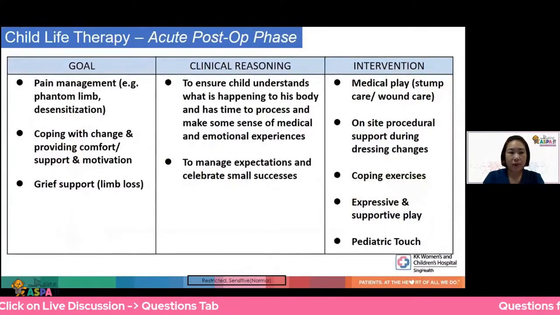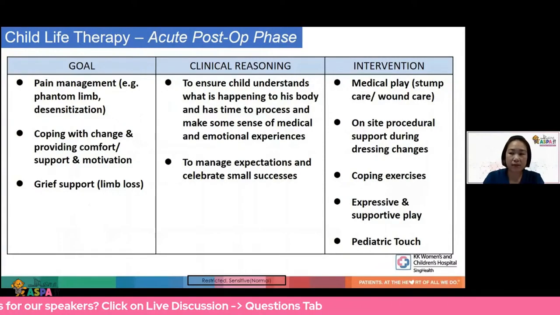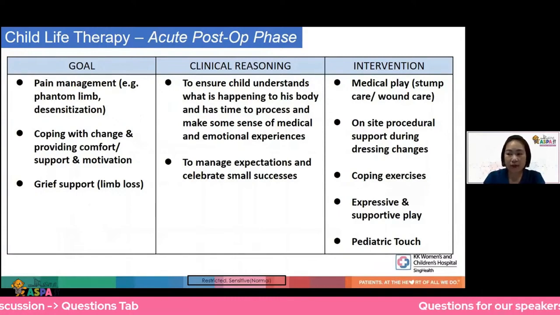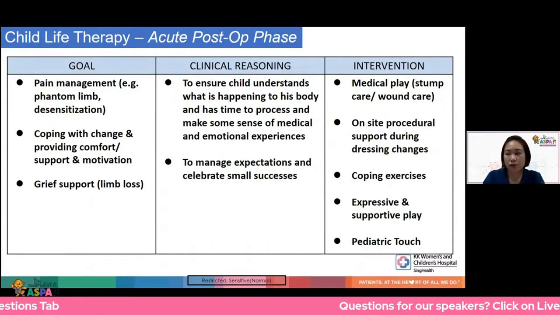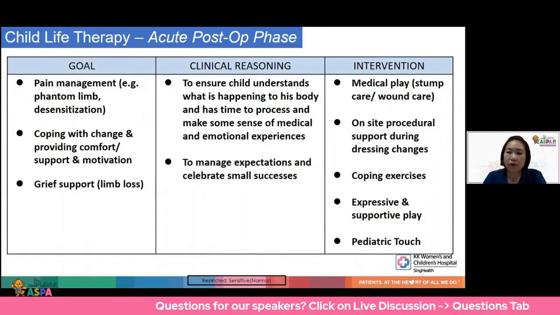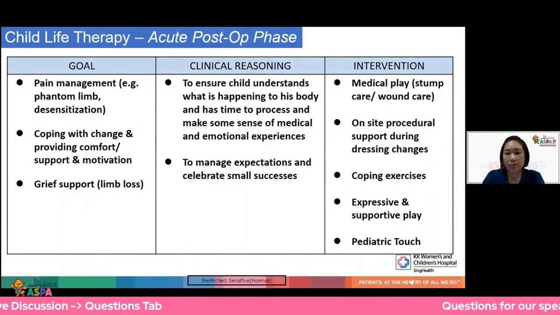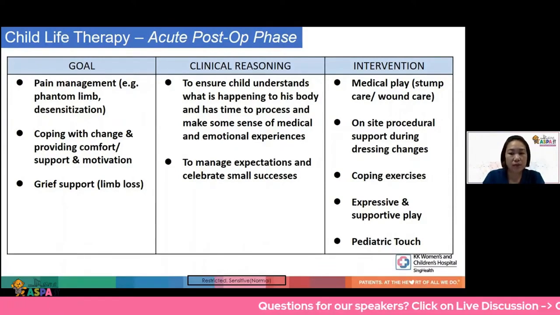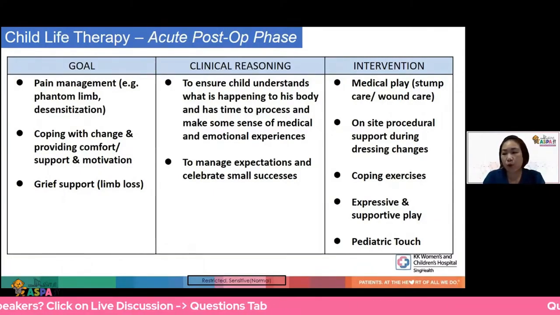Now for child life therapy, the focus at this acute post-op phase is coping with pain and dealing with the loss. Okay, and it's important to help the child to understand their current reality and find ways to adjust at a self-directed pace, such that they understand that they are in a protected space, which the child life therapy endeavors to do at this phase of the patient's rehabilitation journey. So some of the therapeutic activities utilized at this stage will be medical play, which was mentioned earlier on by Tanuja, and some on-site procedural support, such as during dressing changes, they can decide and know the steps through. So which we're going to explore more after this.